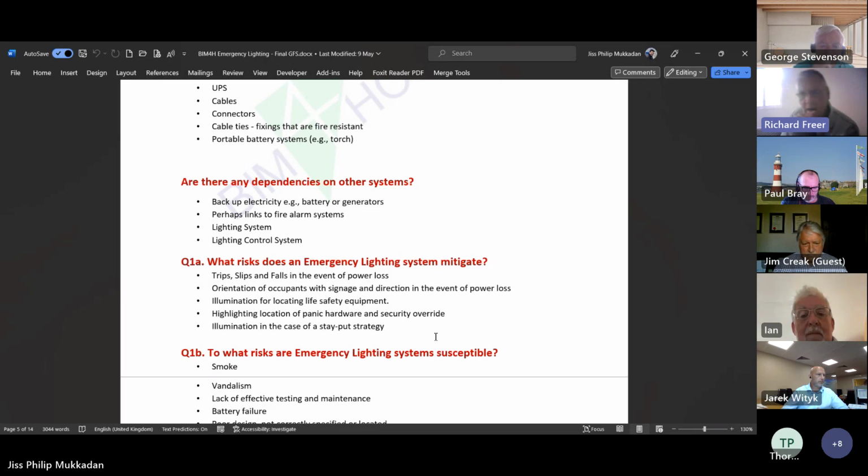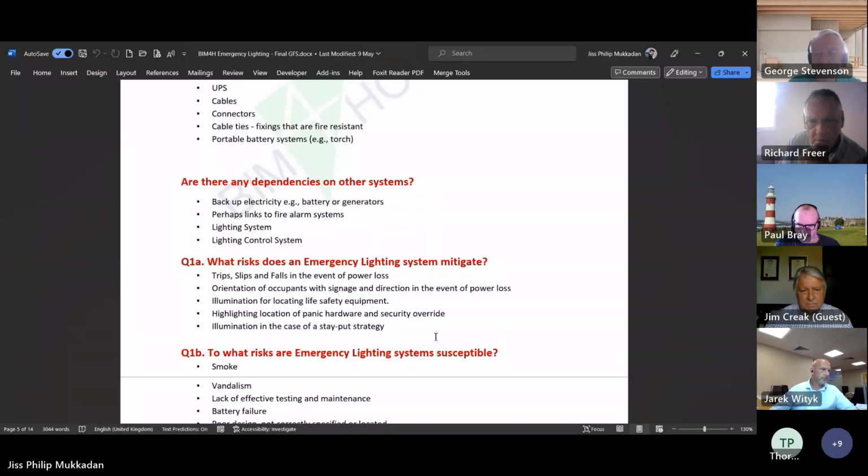Okay, what risks does an emergency lighting system mitigate? We'll flick through those. Trips, slips, and falls. Anything crying out for attention? I would say it doesn't really mitigate anything because it's a reactive rather than proactive measure, and it aids evacuation by reducing panic by provision of anti-panic lighting and aids evacuation by provision of emergency escape lighting at sufficient level, but I can't really see it mitigates anything.